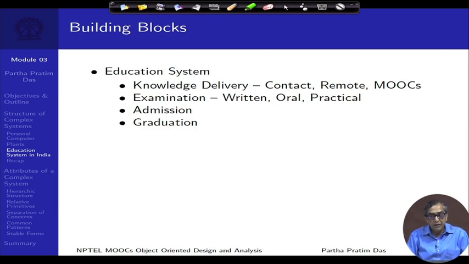In the education system there are a few building blocks. One is the knowledge delivery, that is how people teach. One is examination, how the knowledge acquired is checked, and how people join these institutes, how they graduate and go out of the institute. If you look into all of these institutes in the educational system, you will find that they are based on defining or specializing these specific building blocks, on which you then add different variabilities, conditions and terms to build up these systems.